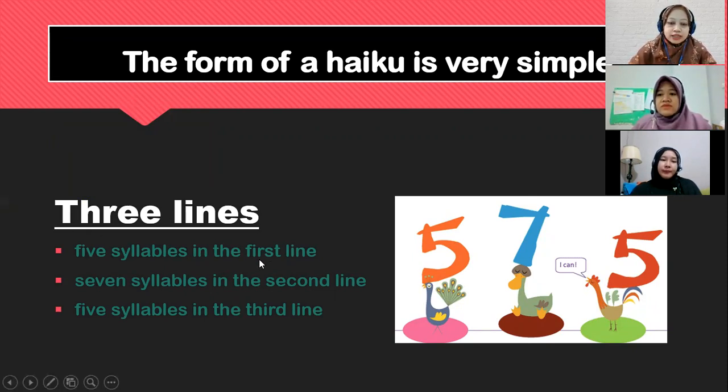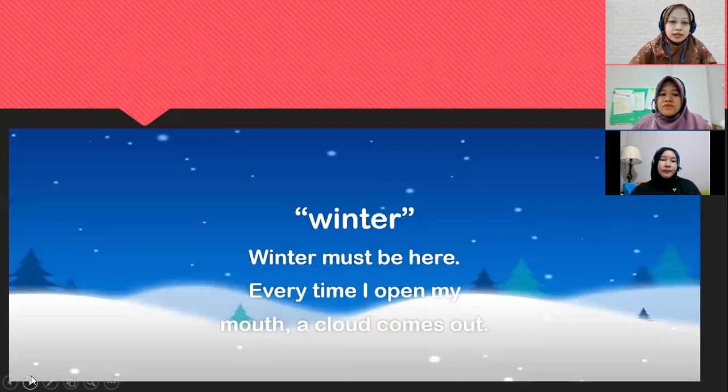Okay, so here is the guideline on how to write haiku, and here is an example of haiku written by one of the students, but actually this is not related to our research. The title is Winter. As we can see in the first line, "Winter must be here" consists of 5 syllables. In the second one, "Every time I open my" consists of 7 syllables, and the last one consists of 5 syllables. So altogether they become 17 syllables.